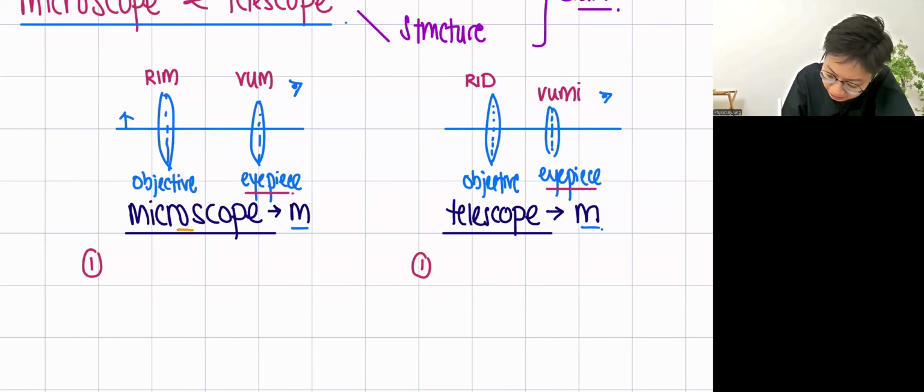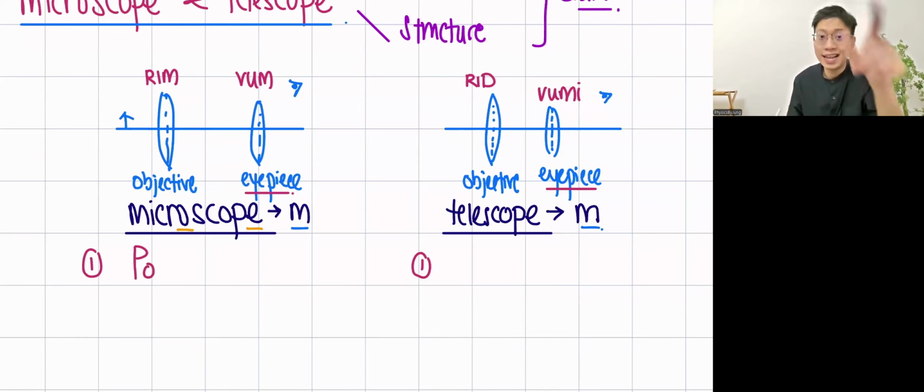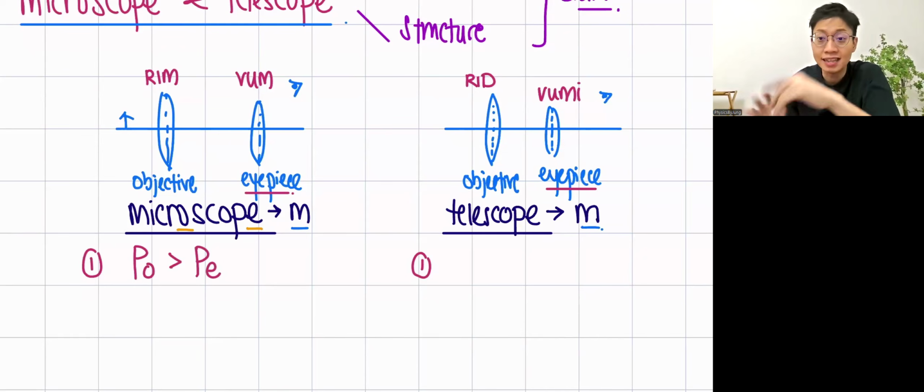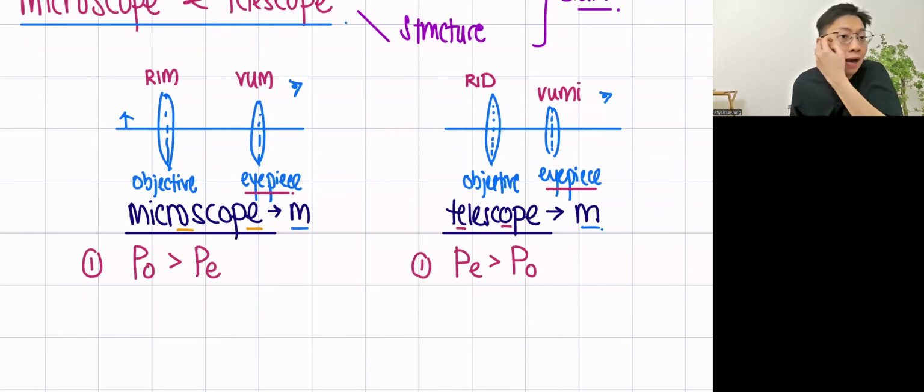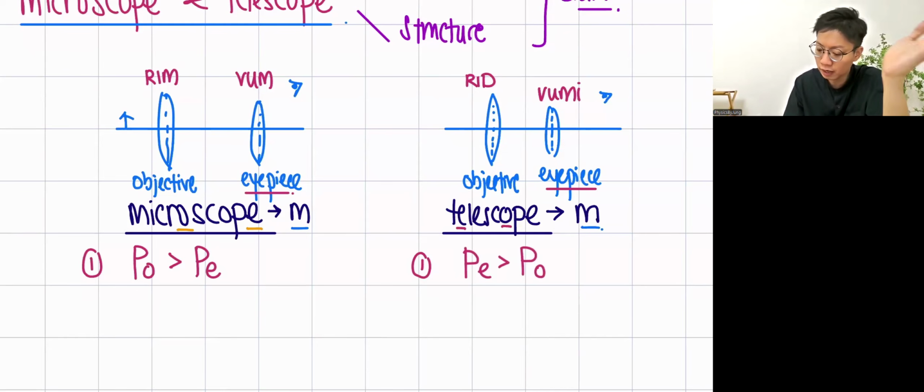Microscope is O then E. You see O first, then you see E, right? So the power of the objective lens will be larger than the power of the eyepiece lens. Telescope is TELSCO, right? So the power of the eyepiece is larger than the power of the objective lens. So I arrange them according to the power.